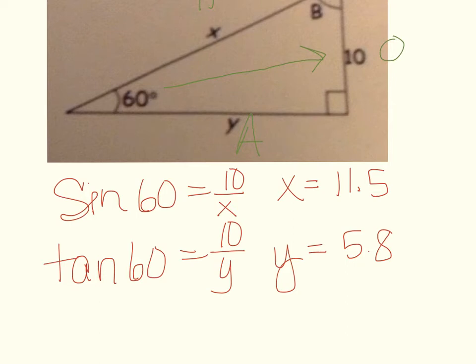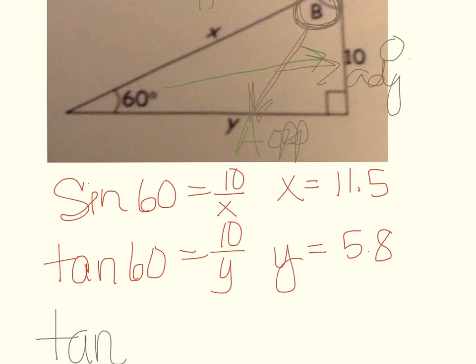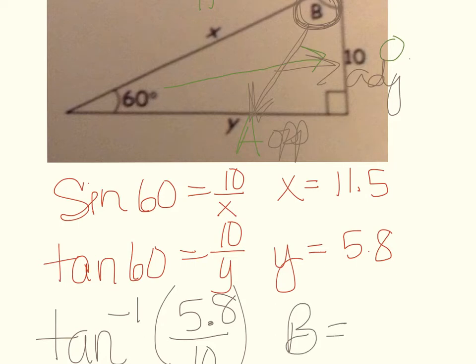If I try to find the measure of angle B, first of all, since I'm finding an angle measure, I know I'm going to have to use an inverse function, and I'm going to use the opposite over the adjacent. So that's a tangent function. So the inverse tangent of the opposite, which is actually side y, 5.8, over the adjacent 10, and I find out that my angle measure is about 30 degrees.